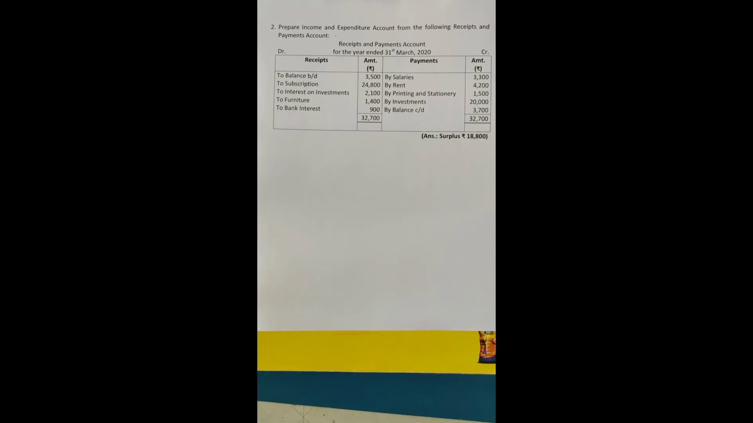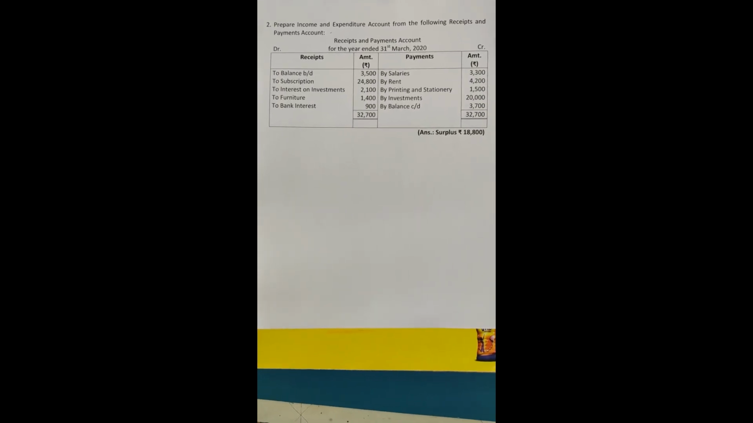Now we will see one more question. How to prepare income and expenditure account when receipts and payments account is given. So let's have a question. Question is on your screen. Prepare income and expenditure account from the following receipts and payments account. The receipts and payments account is as follows. Receipts and payments account for the year ended 31st March 2019.